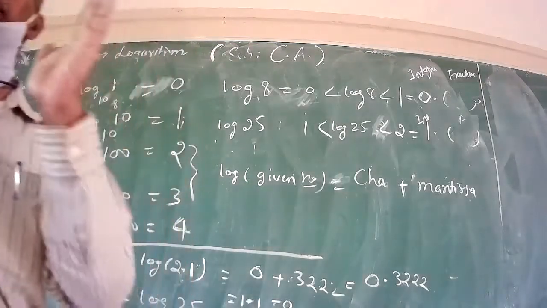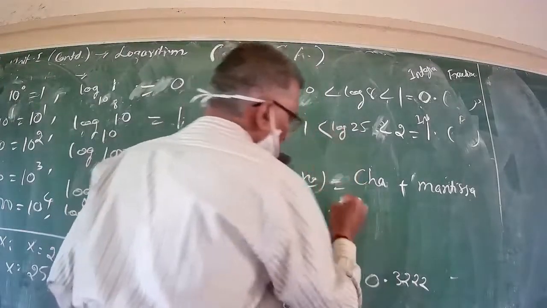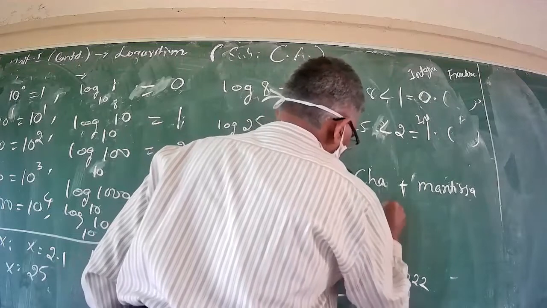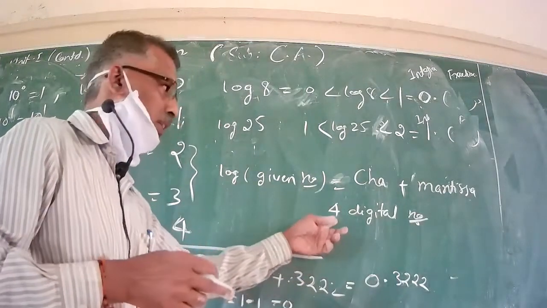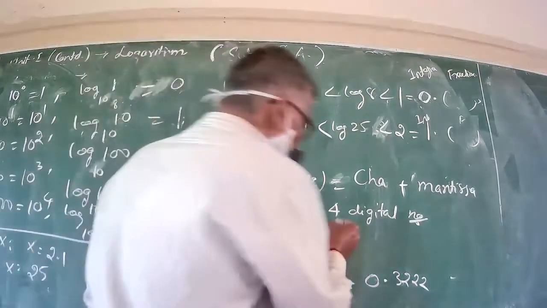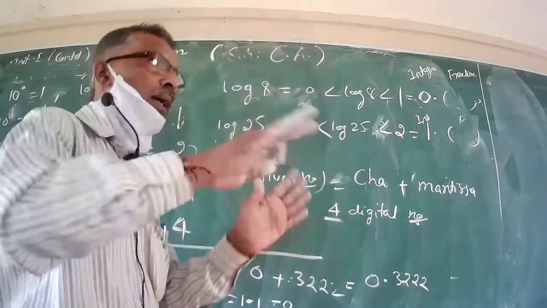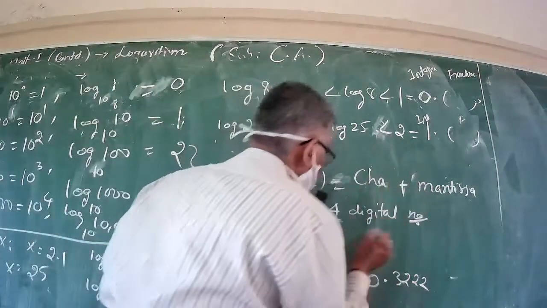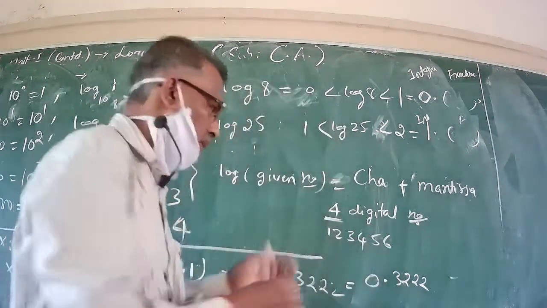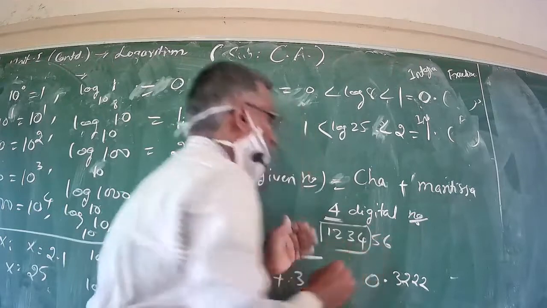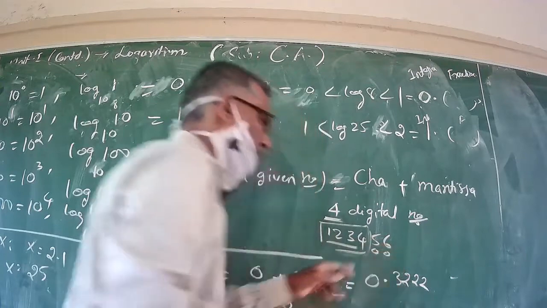Note that the logarithm table gives only four digit numbers. If the given number has more than 4 digits, the logarithm table considers only 4 digits, and the other digits it will consider as zeros. So you have to add 0. Suppose the number is 1, 2, 3, 4, 5, 6, but the table considers only these 4 numbers and treats the rest as 0.